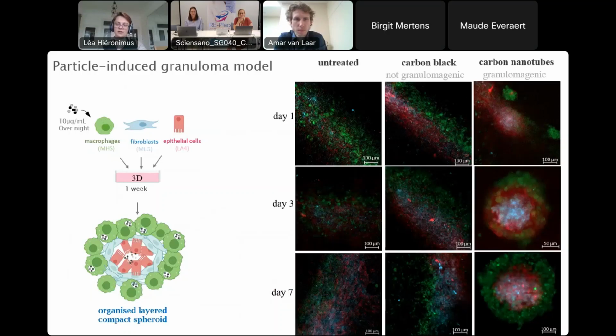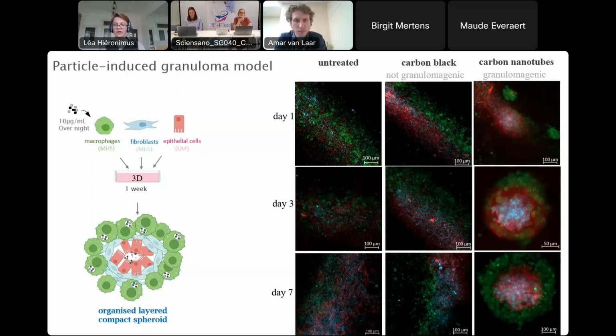So the formation of this granuloma was progressive. You cannot see it in non-granuloma-inducing conditions, but carbon nanotubes induced this progressive formation of a granuloma, culminating after a week. This is qualitative data. You can see and judge the formation of spheroids or not. It's good, but we still wanted to have quantitative data.